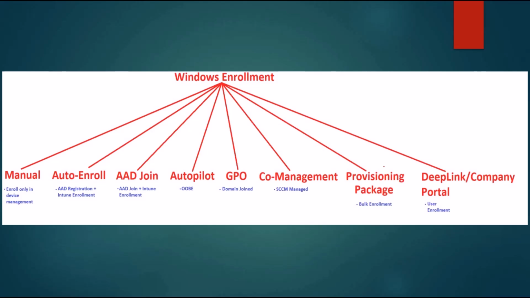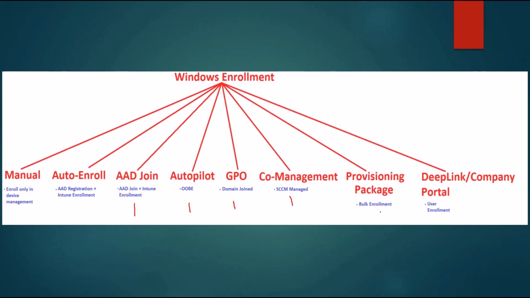So guys, if we are familiar with Windows enrollment to Intune, then this is a snippet of the various ways by which we can enroll a Windows device. Obviously there are some prerequisites in some of these. For example, if we want to do an Azure AD join, then the device needs to have an Azure AD license. If we want to do Autopilot, the device needs to have an Azure AD license. If we want to do a GPO, then you need to have an on-premise domain controller, right? Only then you are going to hybrid Azure AD join the device. Same thing is applicable on co-management as well.